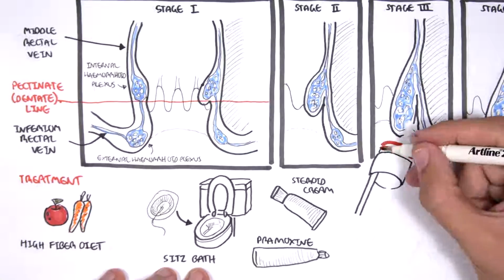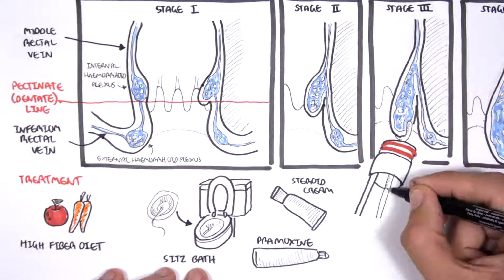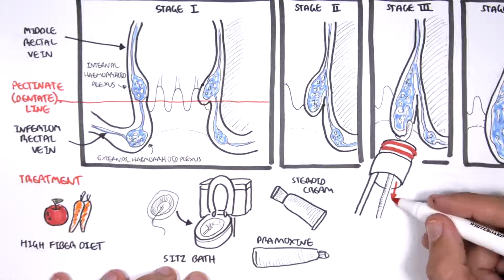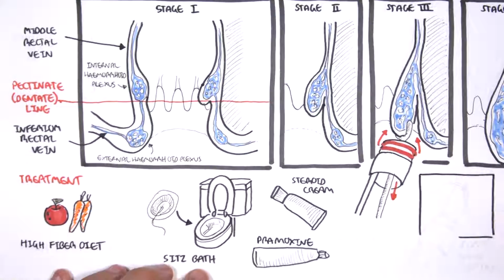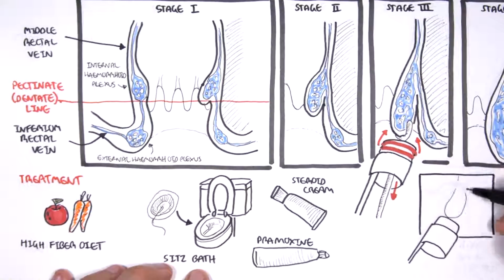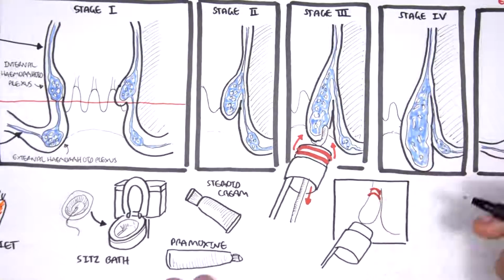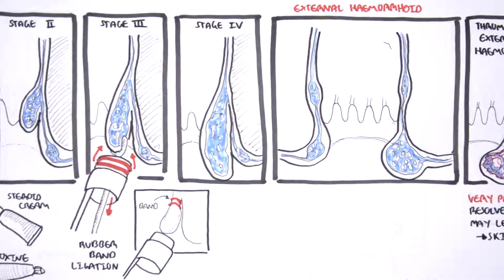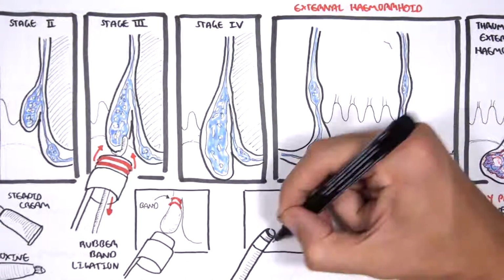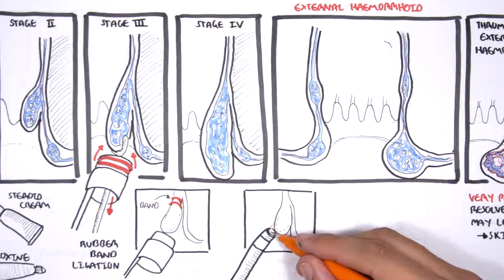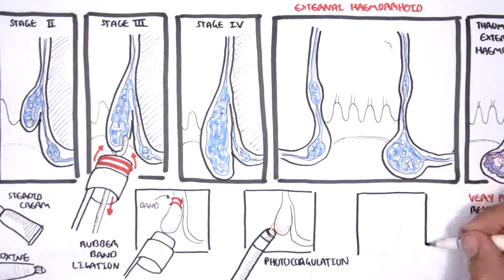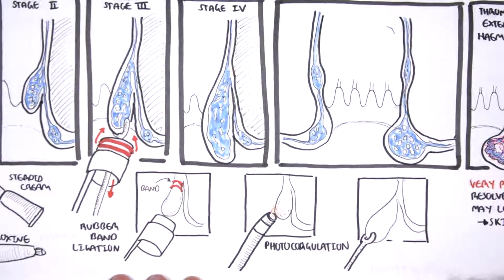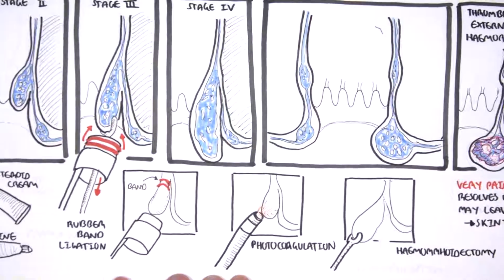For stage 3 and 4, rubber band ligation can be done. And a rubber band ligation is essentially a procedure in which the hemorrhoids are tied off at the base with rubber bands, and this will cut off the blood supply. Other options include photocoagulation, where infrared light is used to break down the hemorrhoid. Hemorrhoidectomy can also be performed, which is essentially cutting the hemorrhoid out.